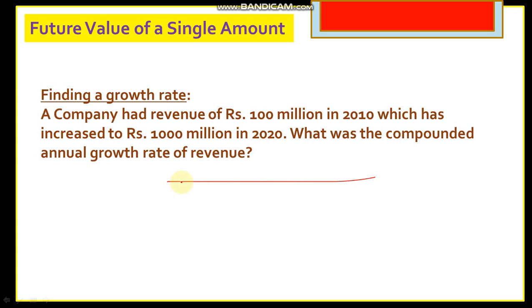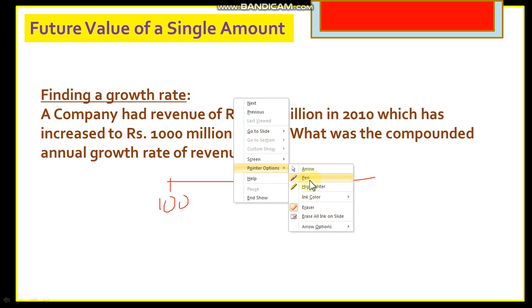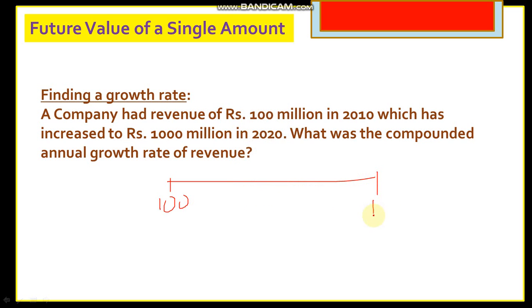So here also I have a problem where it is saying that your revenue was 100 million today, and after 10 years your revenue became 1,000 million, right? So this is today, time 0, this is 1, this is 2, and so on. This is my 10th year, right? So 100 has become 1,000 after 10 years.